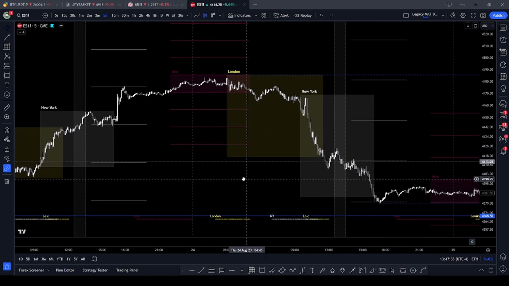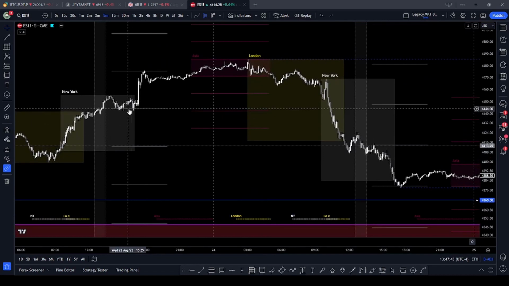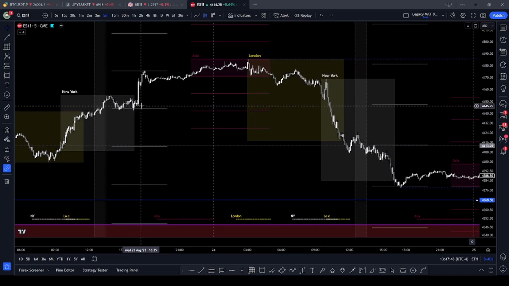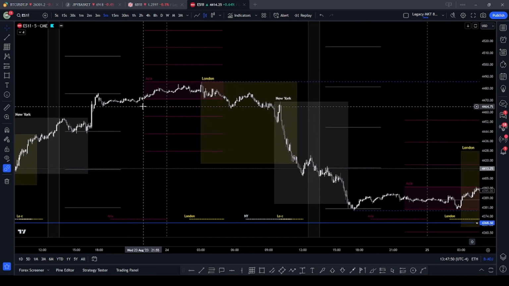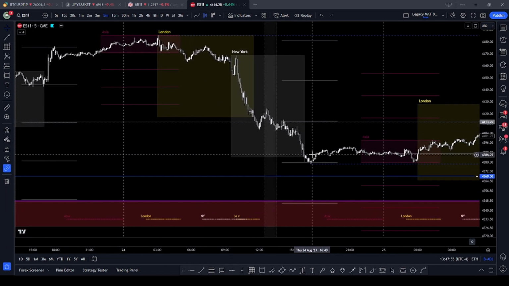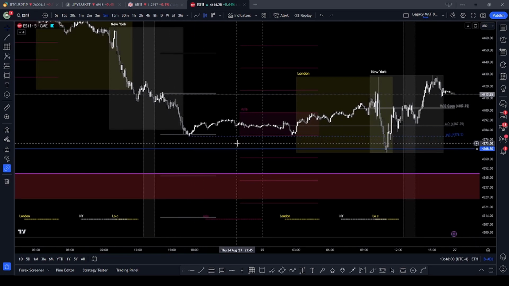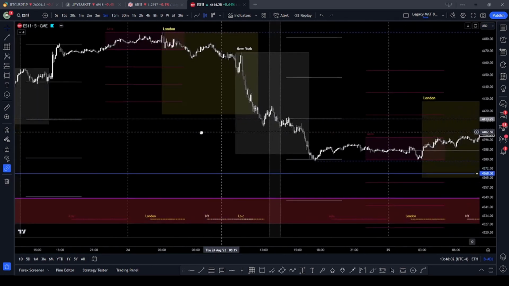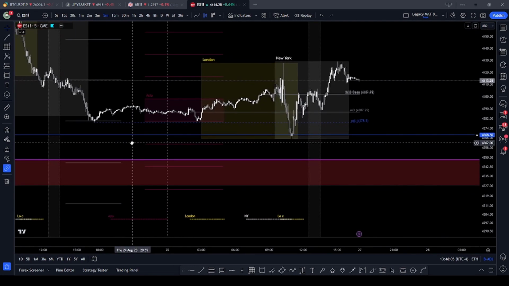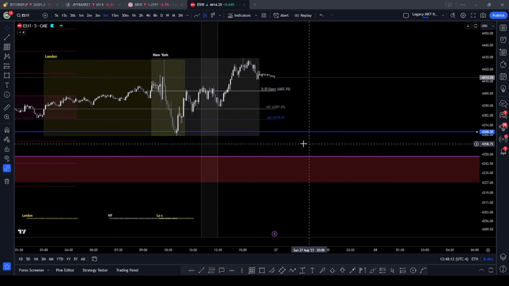So this is more recent, and of course you can see how the CBDR levels are holding crazy. It's a step down and holding within the Asian session consolidation, and then price dumped. It headed down here like crazy. Yeah, this is what I meant. You see, the level was still holding here.